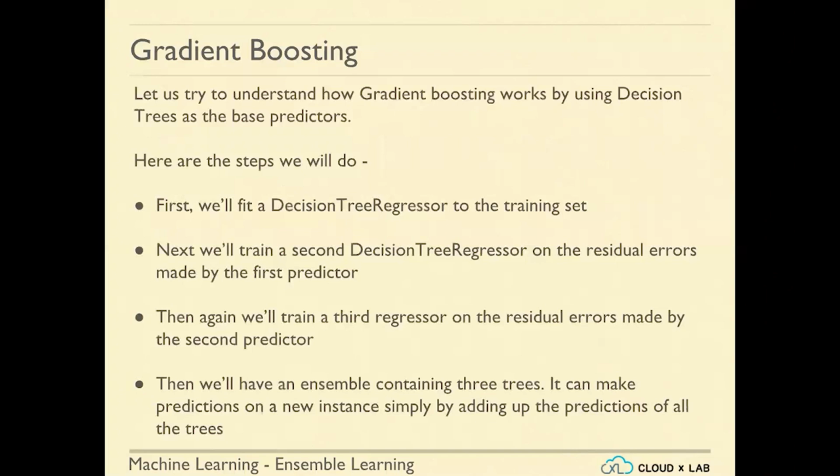Let us understand how gradient boosting works by using decision trees as the basic predictor. Here are the steps we will do. First, we fit a decision tree regressor to the training set. Next, we train a decision tree regressor on the residual error made by the first predictor. The base algorithm we are using in gradient boosting is a decision tree, and gradient boosting generally works great with regressors, because only when you do regression can you compute the residual errors, right?